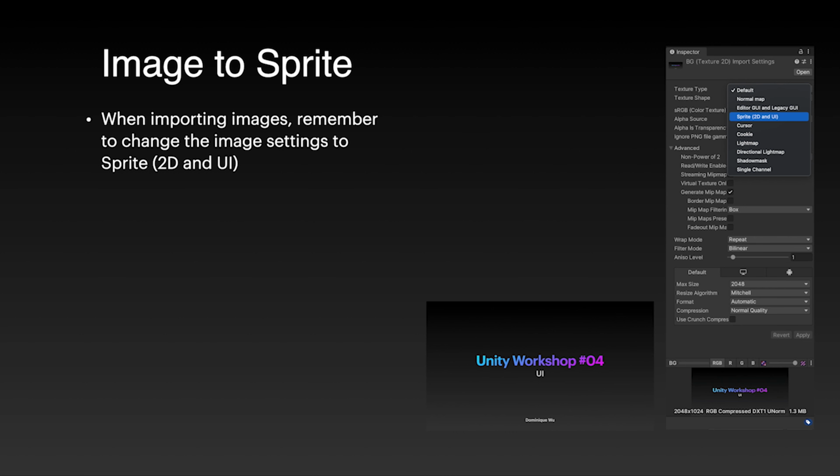Another one is that if you happen to export any image, when you import into Unity, remember to go to the inspector, texture type, and change from default to Sprite (2D and UI). In that case, this PNG file can be inserted in UI. So yeah, remember to do this before you apply it to your UI.